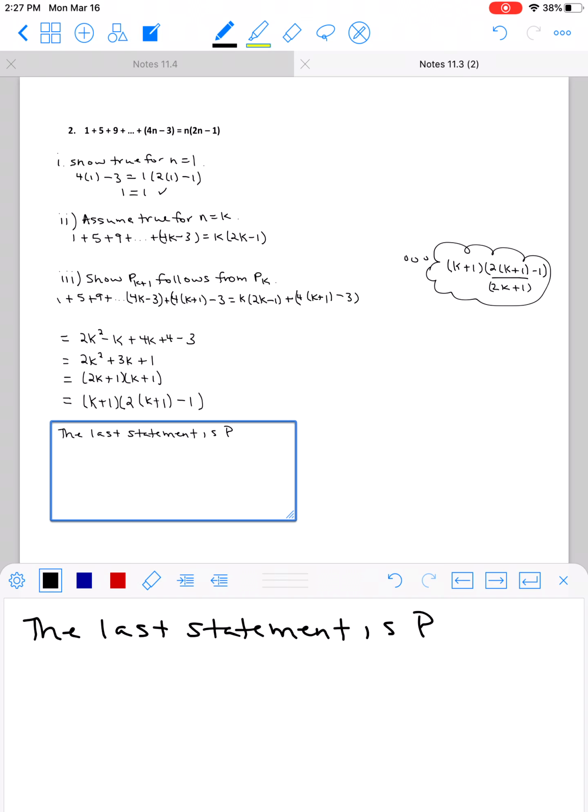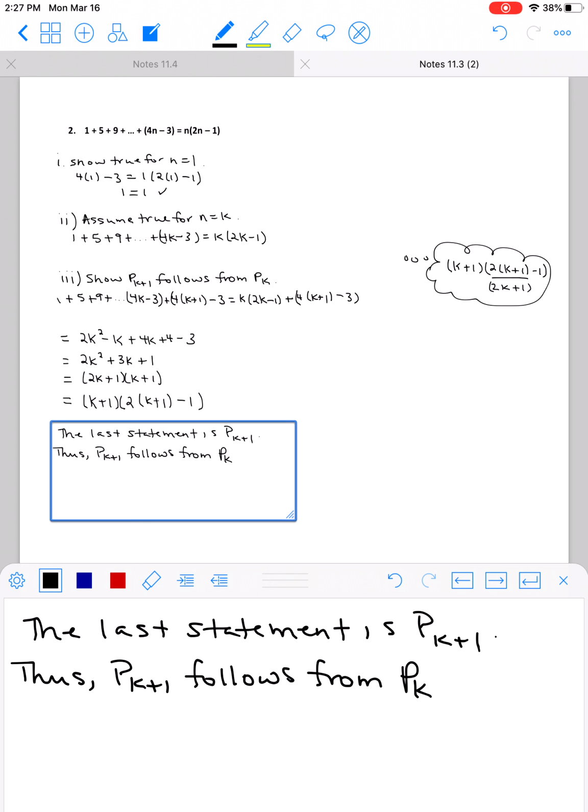P sub k plus 1, thus p sub k plus 1 follows from p sub k, and p sub n is true for all n an element of the natural numbers.